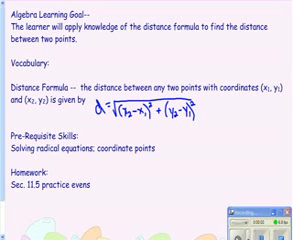This video is for Algebra, Section 11.5, the distance formula. The learner will apply knowledge of the distance formula to find the distance between 2 points. Okay, so there's a formula, you'll plug numbers in and find the distance.